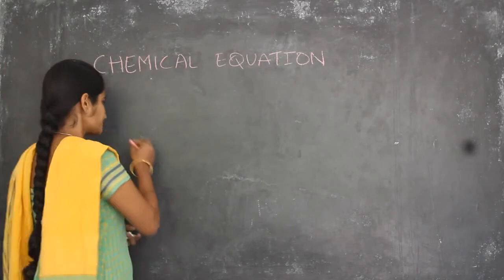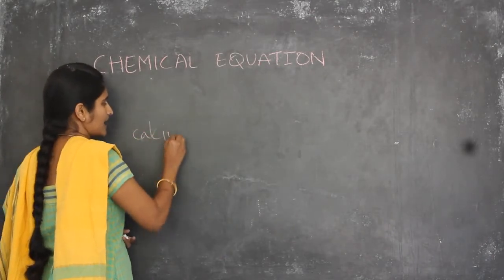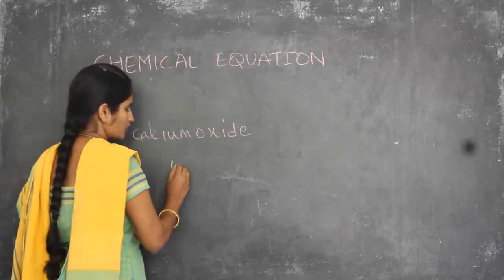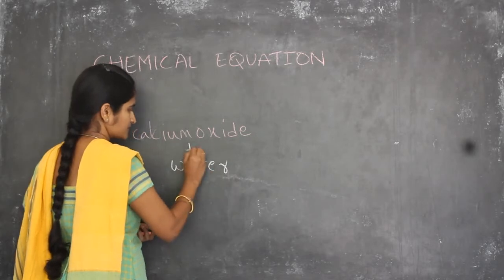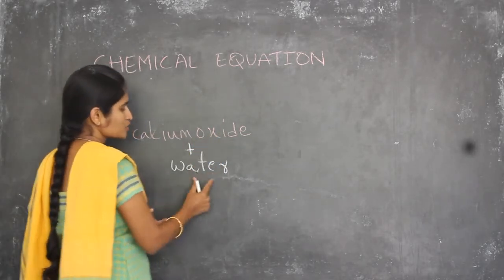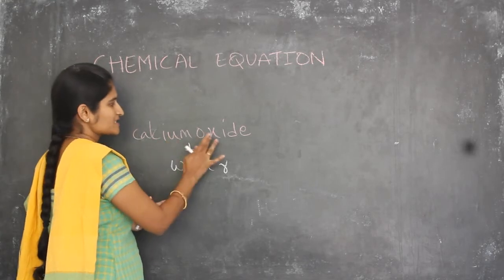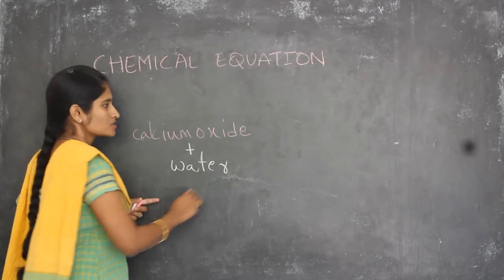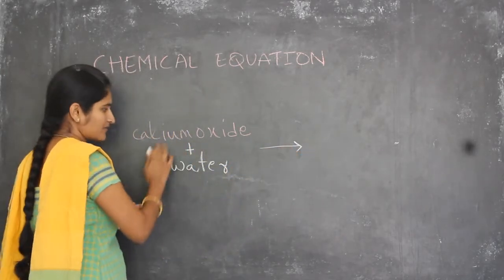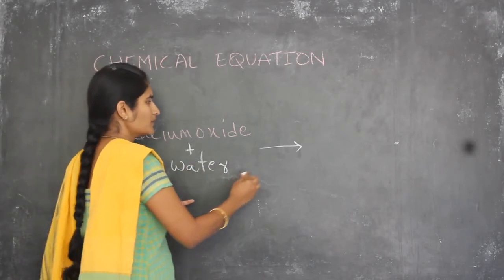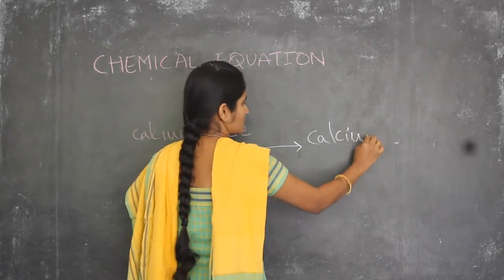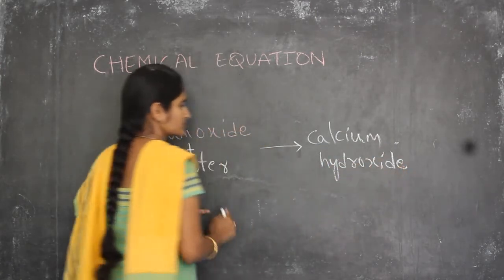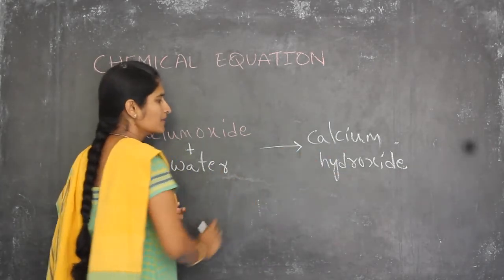See an example. Now I am taking calcium oxide and I am mixing it with water. Is it clear? So now what does it form? These two are the reactants. Calcium oxide I am mixing with water, so both are called reactants. After the chemical reaction takes place, they will form calcium hydroxide.